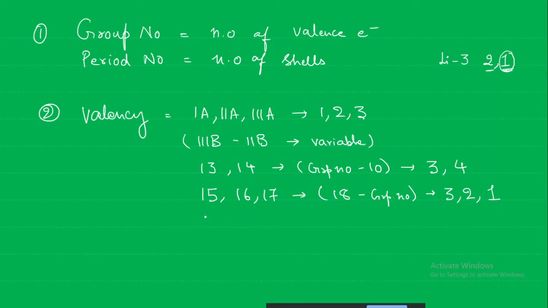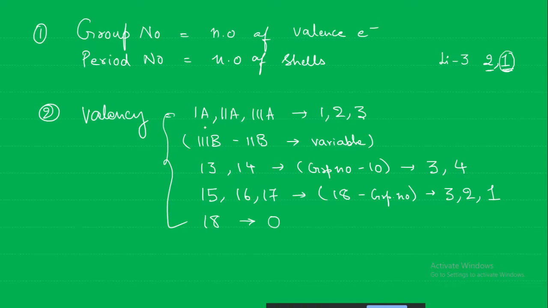And the valency of group number 18 will be? Valency of the 18th group is 0. Okay, so in short, you can summarize in one place.